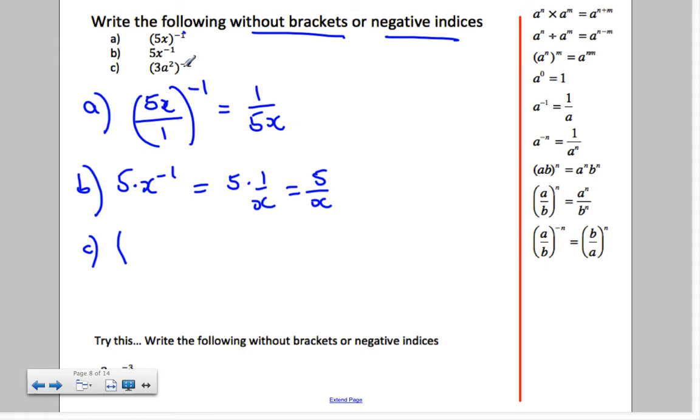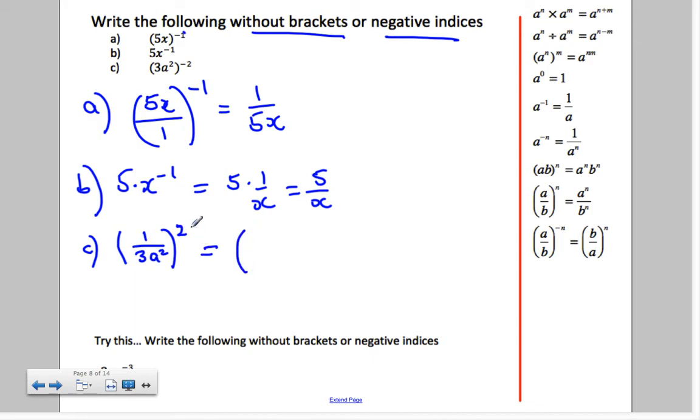So I've got 3a to the 2 to the negative 2. This bracket means that the minus 2 applies to the whole expression. So I'm going to take the whole of 3 over a squared. I'm going to reciprocate it first, so that will deal with the minus. I've dealt with the minus. I'm now going to deal with the 2.